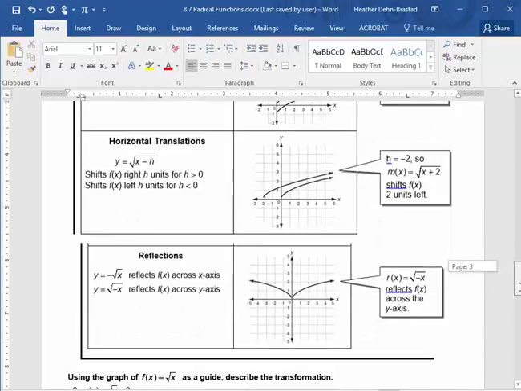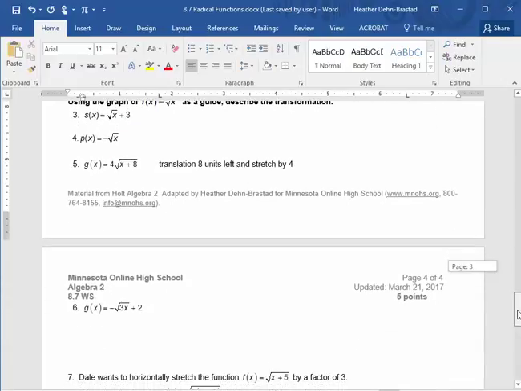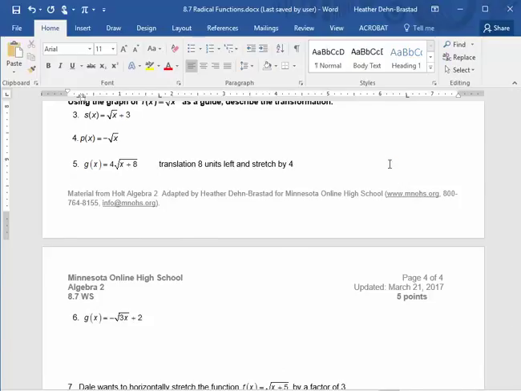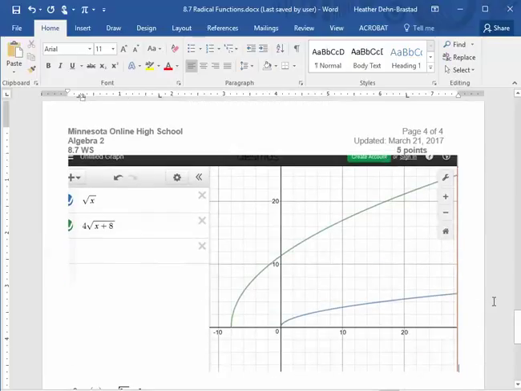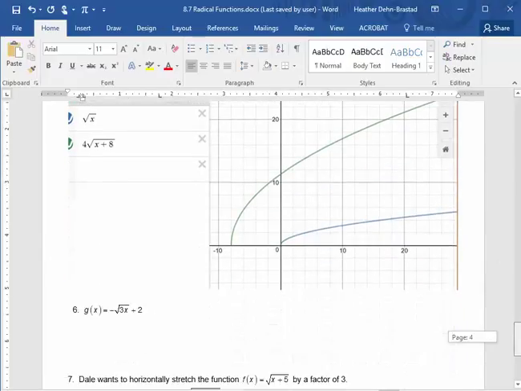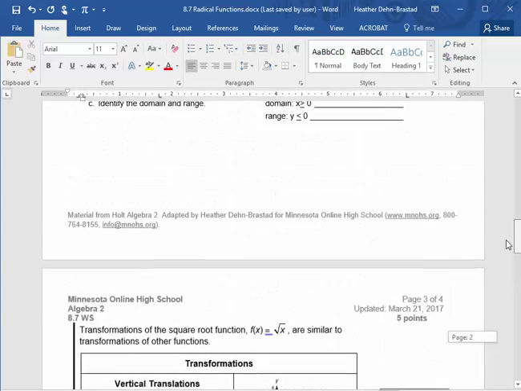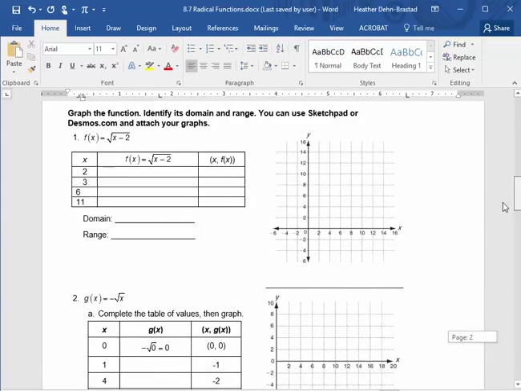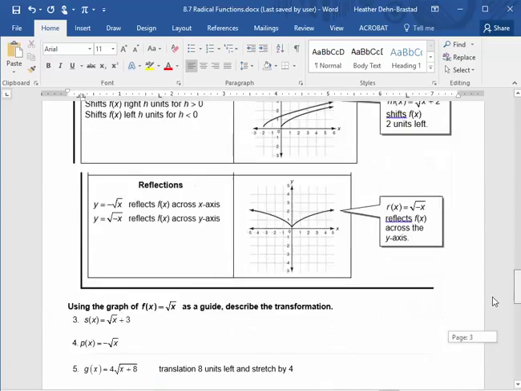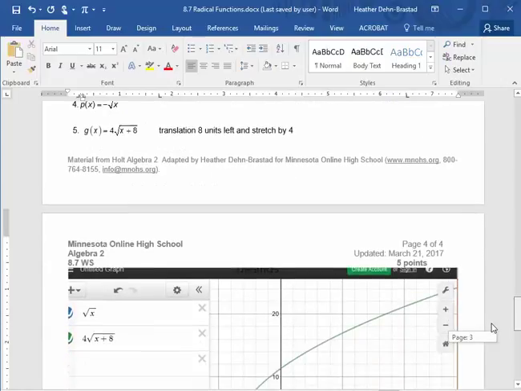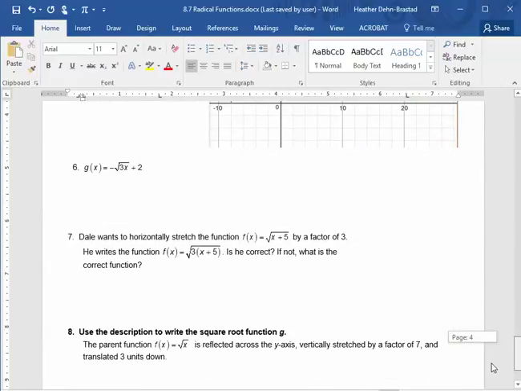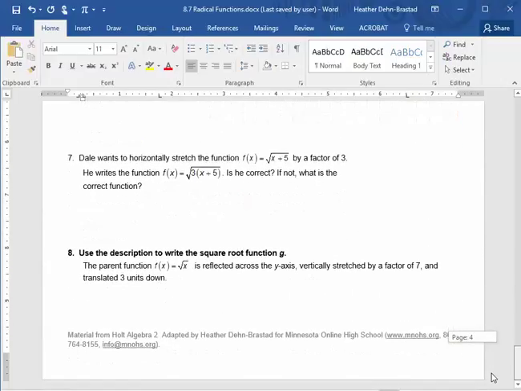You don't have to paste your graphs in here, but let's say that I was going to demonstrate something. And there's your screenshot. So you can either use Desmos or Sketchpad when you are asked to show your graphs, like for 1 and 2. For numbers 3 through 8, you don't have to show your graphs, but you can if you want to help you. It might help you answer the questions if you can look at your graph at the same time.